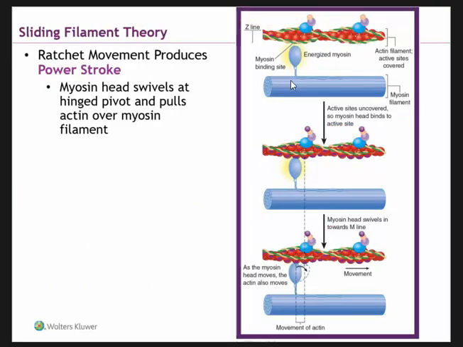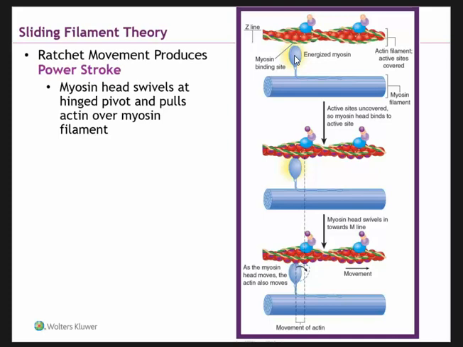So we see here that this just shows one head of the myosin. Just know there are lots of heads that are going to go through the same motion at the same time. So the myosin head will swivel at that pivot that we talked about. And we see here that it's energized. What does it mean if it's energized? That it's using ATP to do this. So we have to have ATP present in order for this process to occur.